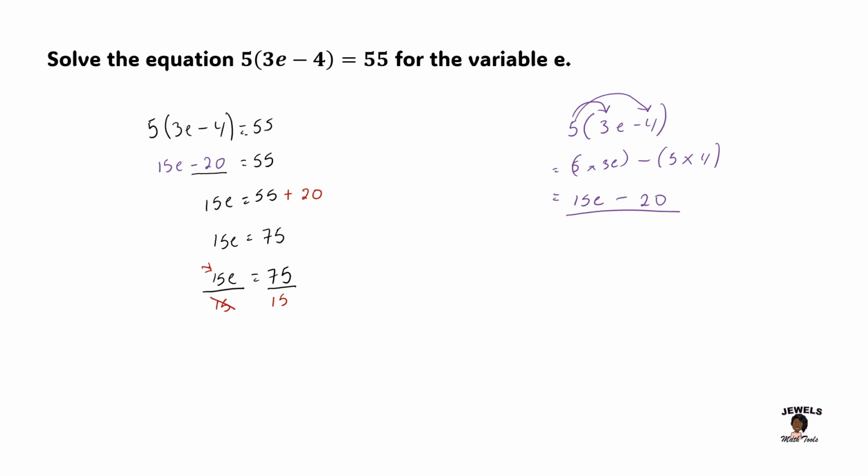So 15 divides into 15 once, and instead of writing 1e, remember we are just writing e because e and 1e are exactly the same thing. The only difference is we don't write the 1. So we won't be writing the 1 back, and we'll just have e. And now we're going to be dividing 15 into 75. And 75 when divided by 15 is equal to 5. So for this equation, our variable e is equal to 5.